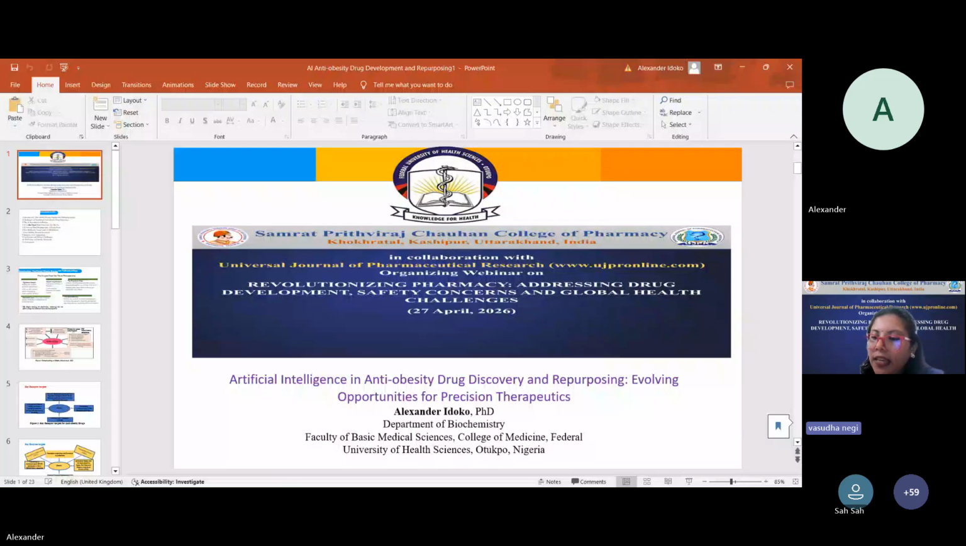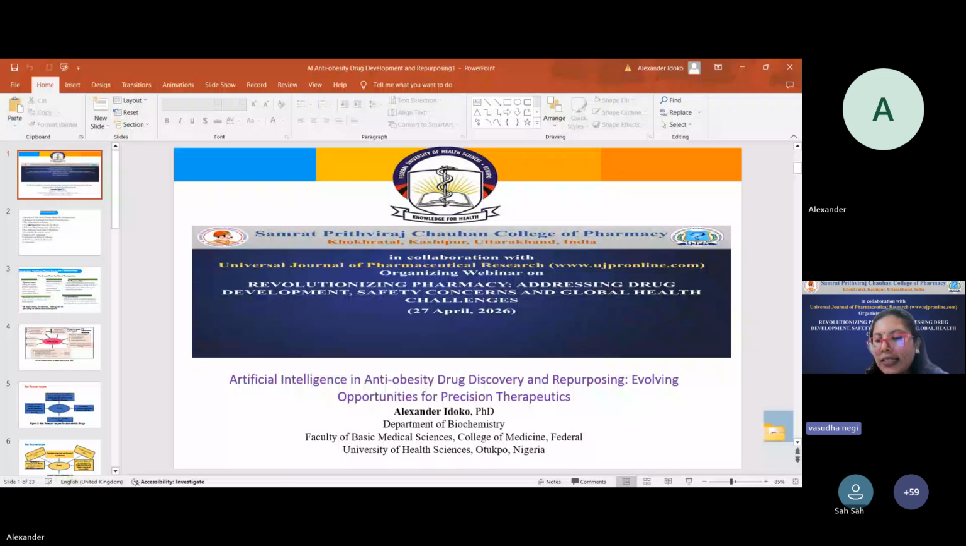Today, he will be speaking on a very contemporary and impactful topic: the role of AI in anti-obesity drug discovery and repurposing, evolving opportunities for precision therapeutics. In today's era, artificial intelligence is transforming healthcare and drug discovery at an unprecedented pace. From analyzing complex biological data to identifying potential drug candidates, AI is making the process faster, more accurate, and more cost effective.